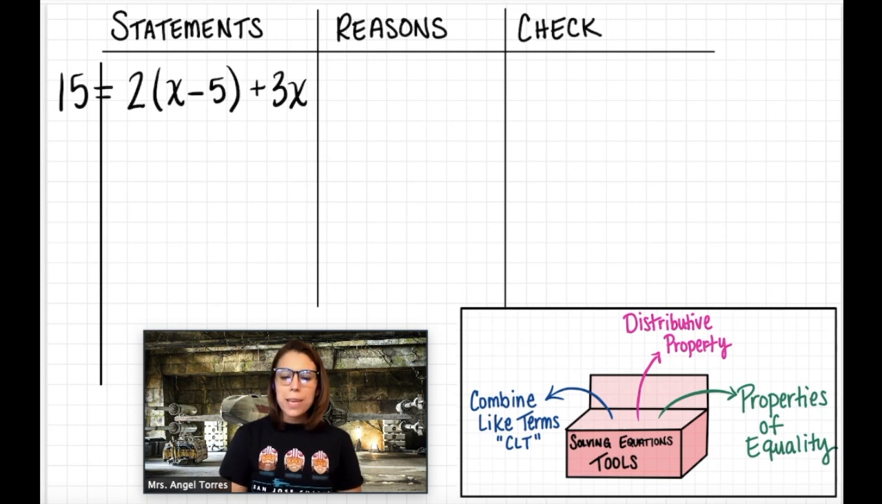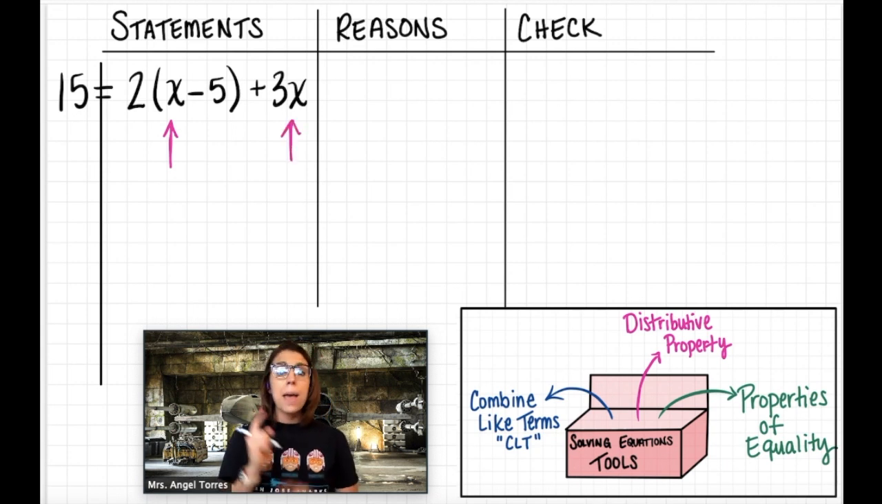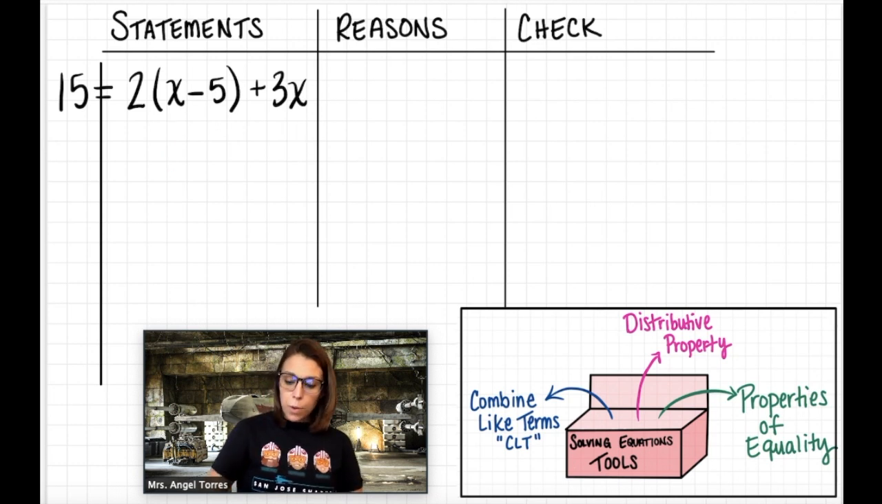Up first, will we be combining like terms here? Well, I only see 15 on the left, so I know that side doesn't have any. But on the right, I see an x term here inside of parentheses and an x term outside of parentheses. Because these are both like terms, that does lead me to believe that I will be using combine like terms at some point.